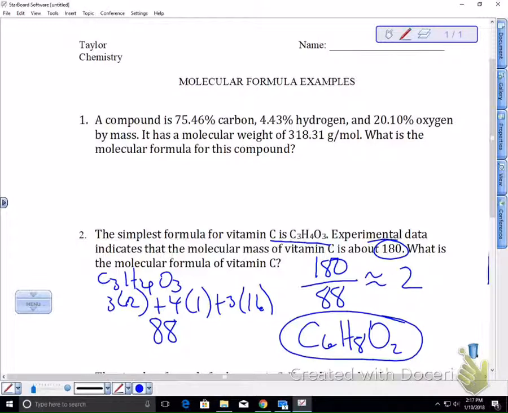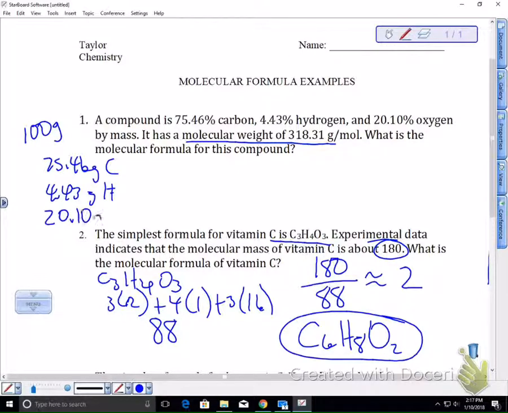And finally, in number 1, we're not given the empirical formula, so we have to go through all that work to figure out the empirical formula. We are given the molar weight of the empirical formula, so we need to find the empirical formula and check the mass. So let's begin with our 100 grams, and that allows me to have 75.46 grams of carbon, 4.43 grams of hydrogen, and 20.10 grams of oxygen.